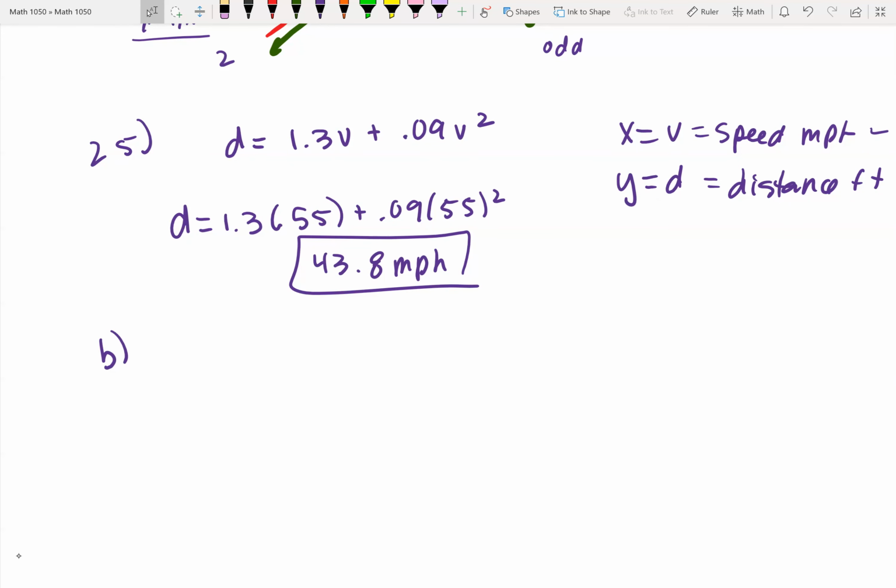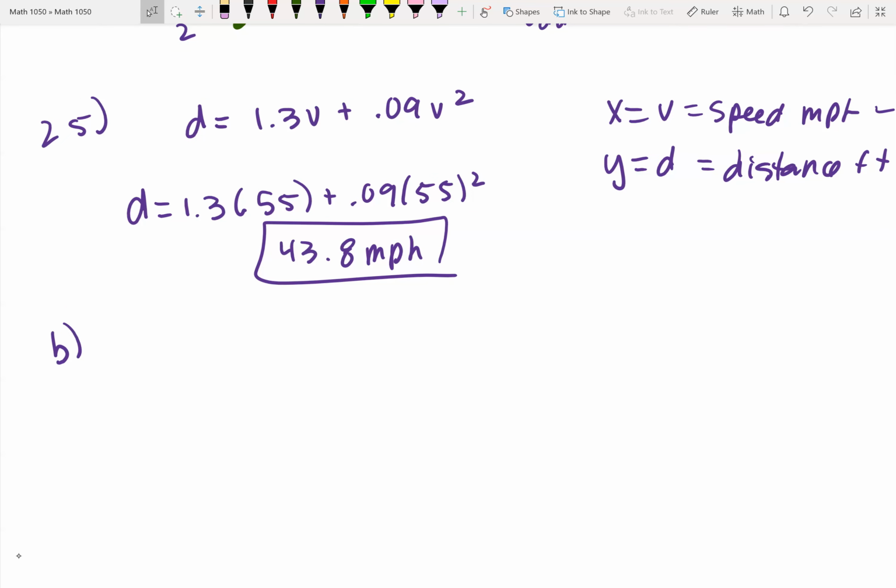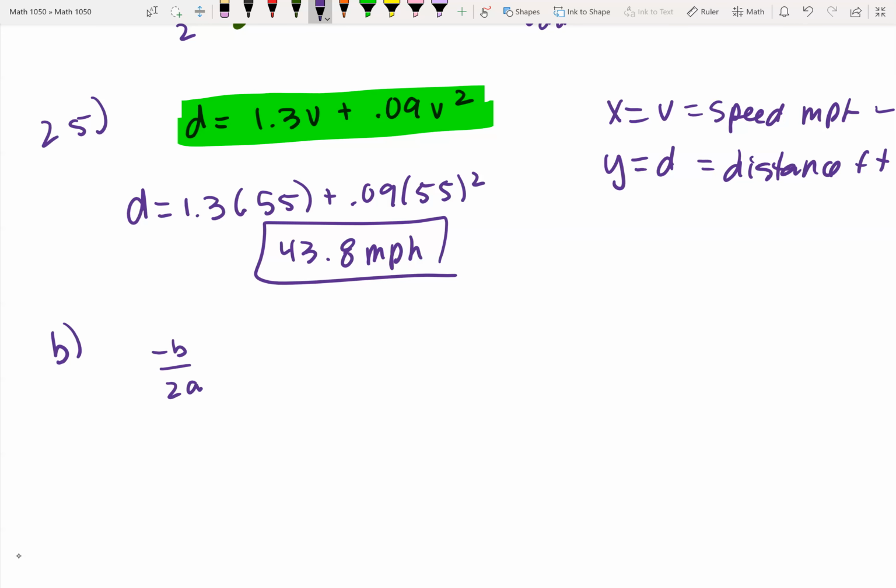Okay, part B, if an accident occurs 230 feet ahead of you, what is the maximum speed you should be traveling? Okay, so this is confusing. I don't like the wording maximum speed because it makes you think negative b over 2a. This is not negative b over 2a. Whenever we do the negative b over 2a, we're taking an equation that is not equal to 0, but just the equation, and we're maximizing it. Well, that's not what we're doing on this.